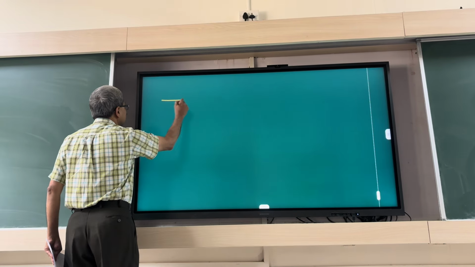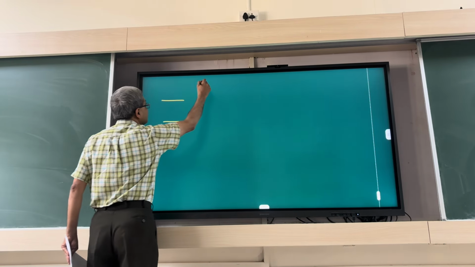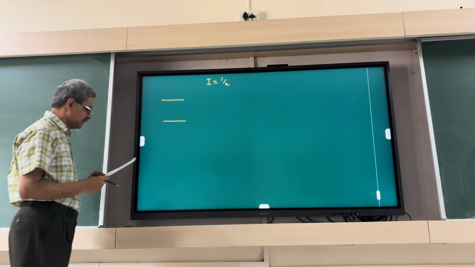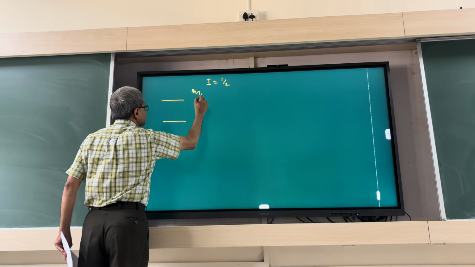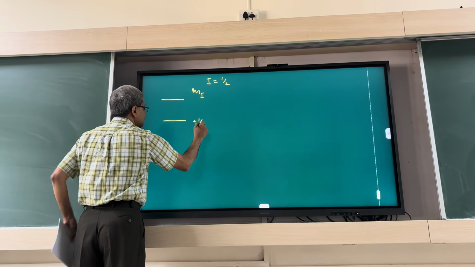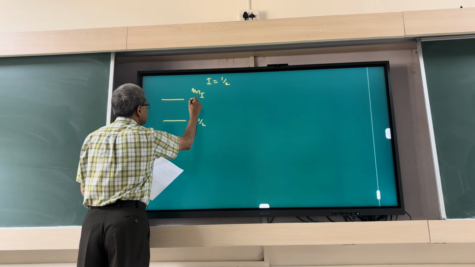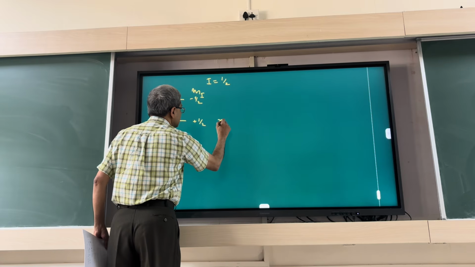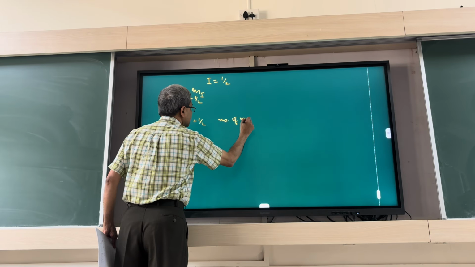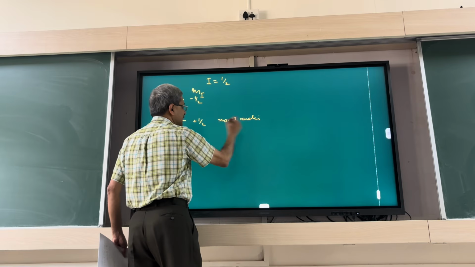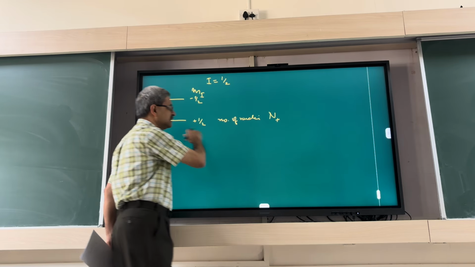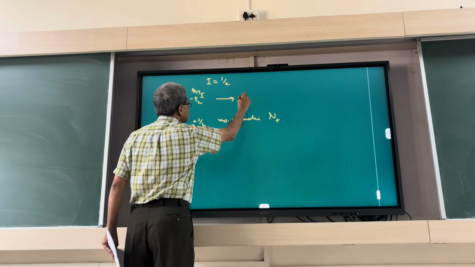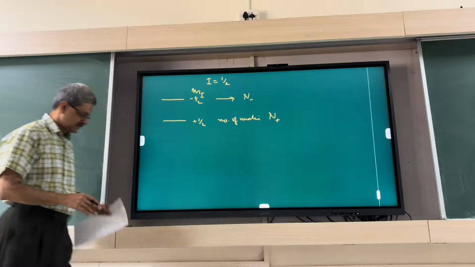So now imagine spin half, okay? And let's say m sub I is plus half and minus half. Then we call the number of nuclei in this m sub I plus half level n plus, and likewise this one n minus, okay?